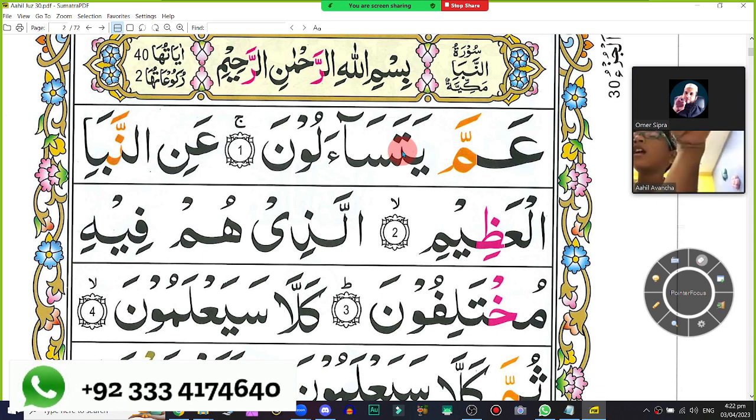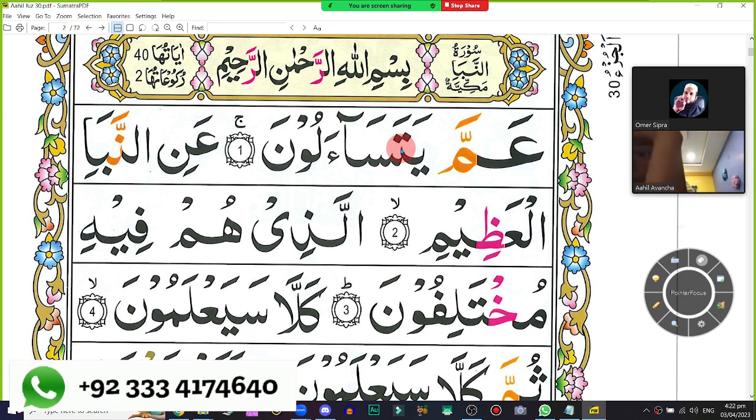Is it light or is it heavy? It's light. What is a light letter? What is a heavy one? What's the difference? Light one has no R sound. Heavy one has O sound. Which letter is this one? Aleph. Which one is this? Lam. I mean Aleph.